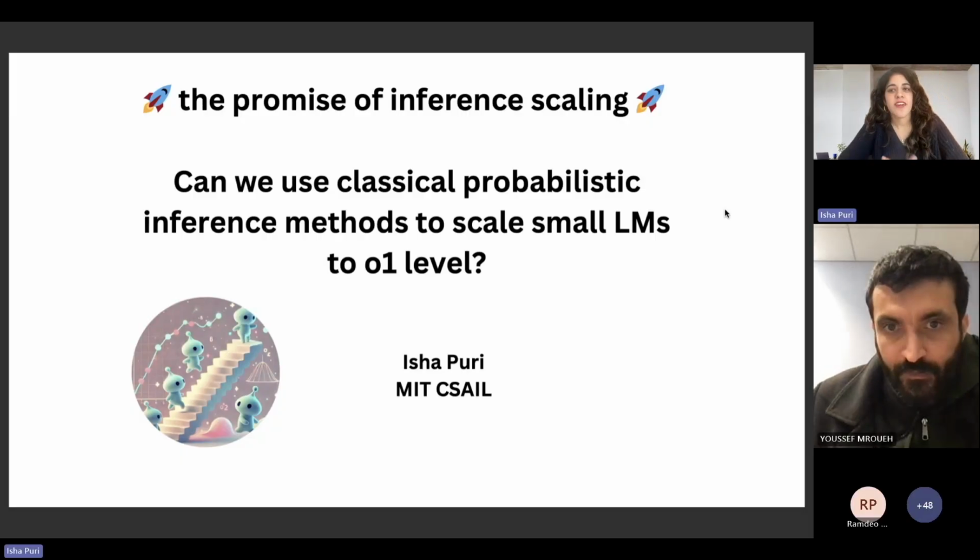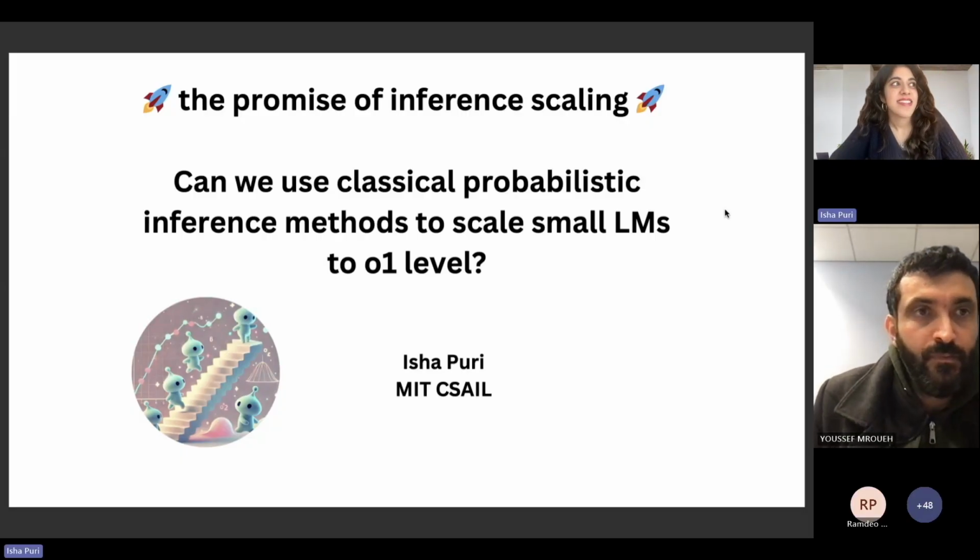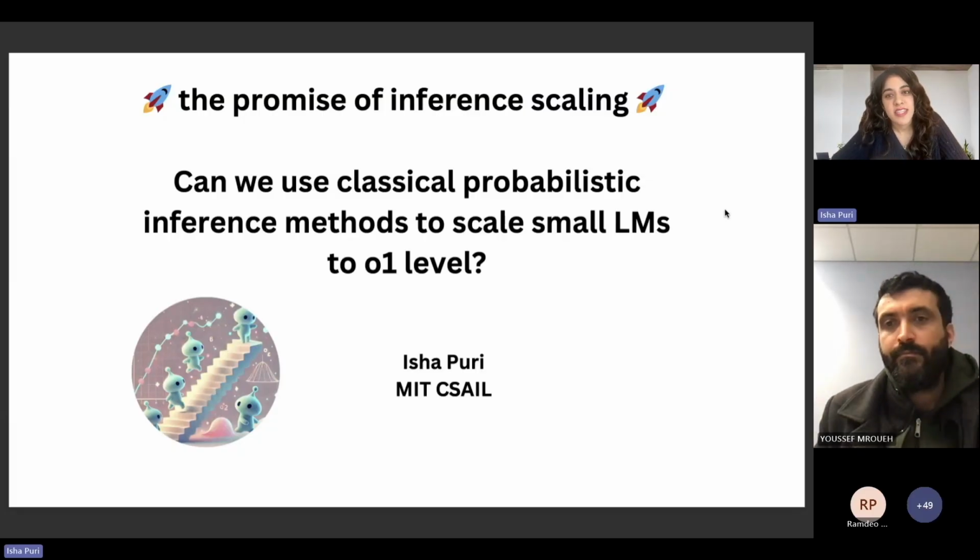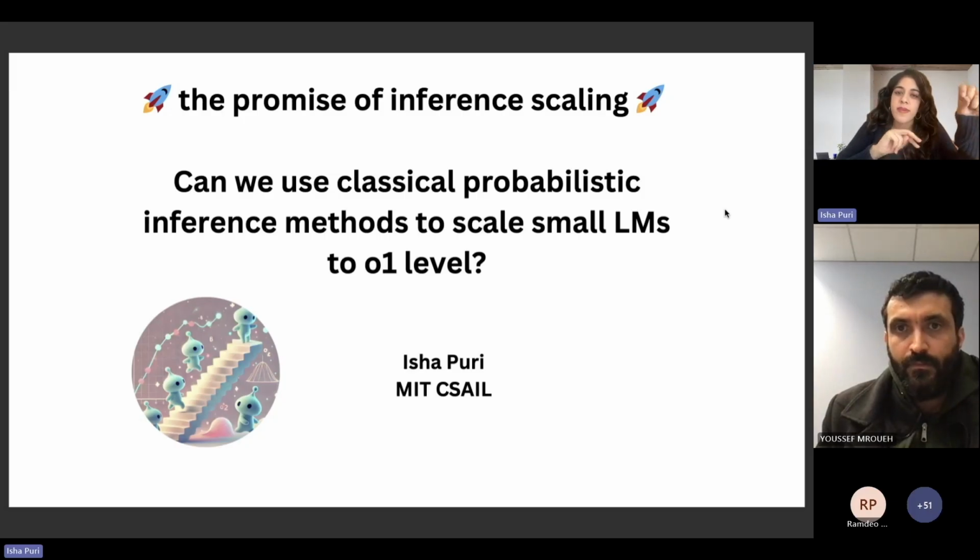So today I'm going to be talking about a topic that is seemingly on the top of everyone's minds nowadays, which is this promise of inference scaling. More specifically in this talk, I'm covering the question of whether or not we can use classical probabilistic inference methods to scale very small language models to O1 level performance. As Youssef mentioned, my name is Isha. I'm a second-year PhD student at MIT, and I'm really excited to chat with you all today.